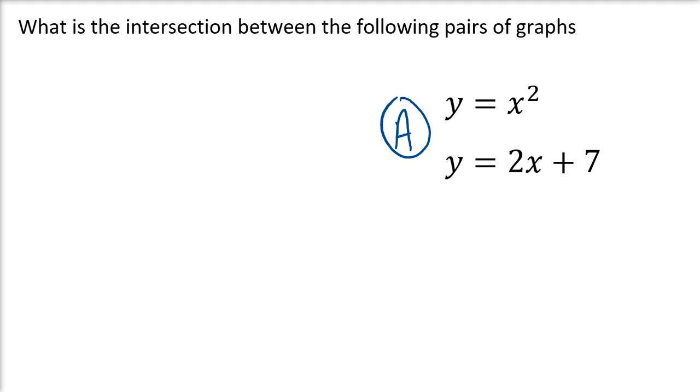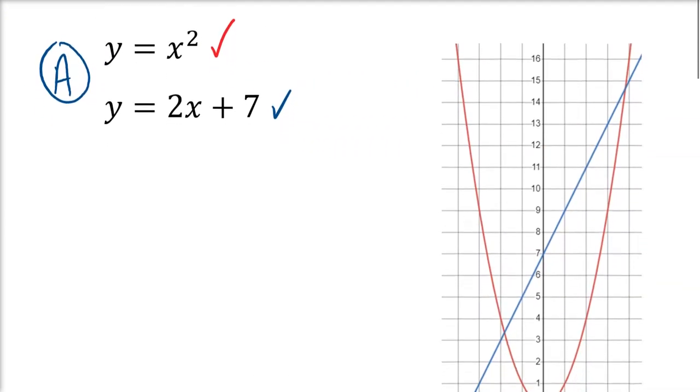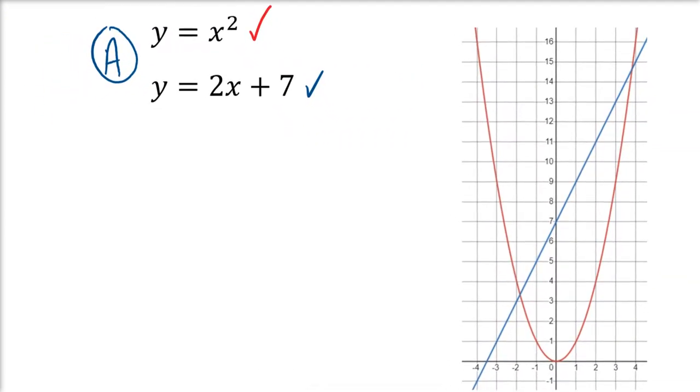So what we're trying to do now is find out where the intersection is between pairs of graphs. Okay, so we've got two graphs here: a parabola, which I've written over here as the red one, and a straight line, which is the blue one. So here they are. We're trying to solve where these two graphs intersect. So what we're talking about is that point there and that point there.